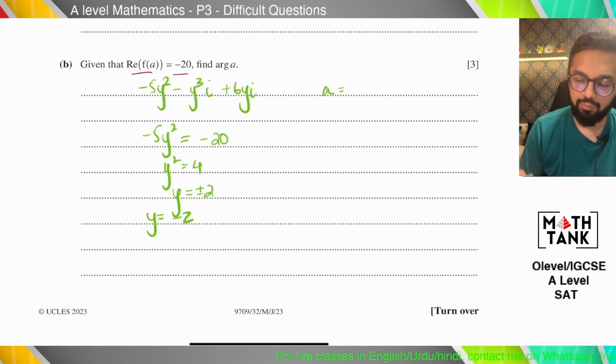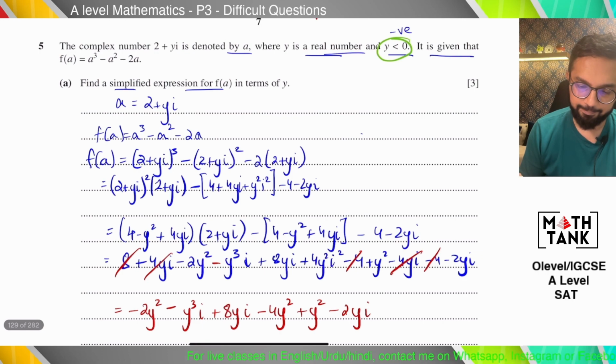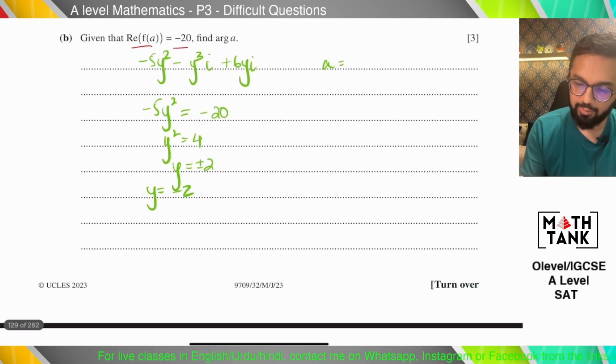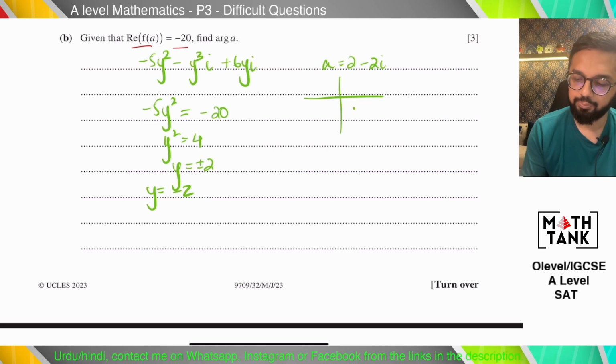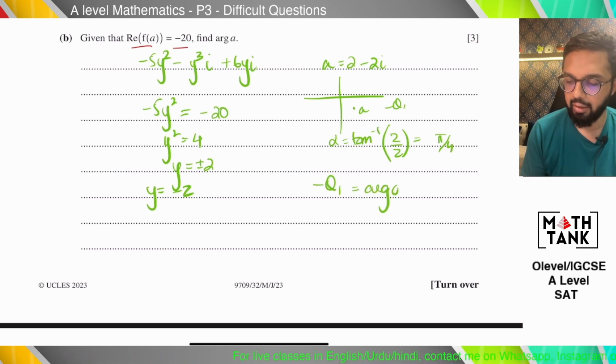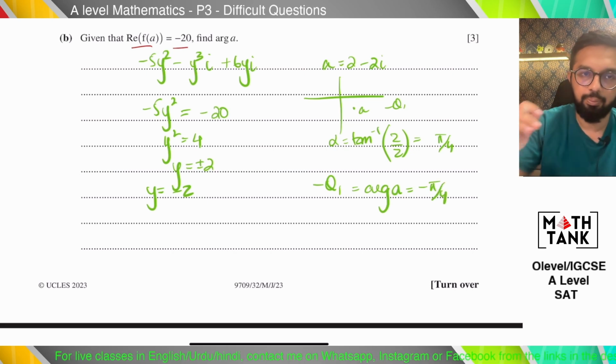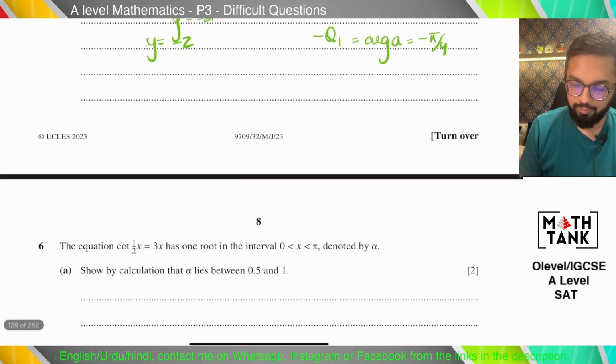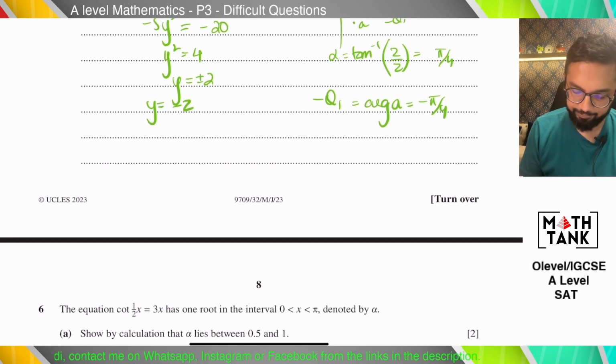Then a itself was 2 plus yi. So 2 minus 2i. That's in the fourth quadrant or negative 1 quadrant. I'm going to say tan inverse of 2 over 2. That gives me pi over 4. What's in negative quadrant 1? The argument of a will be negative pi over 4. Okay, that's the answer to this one.